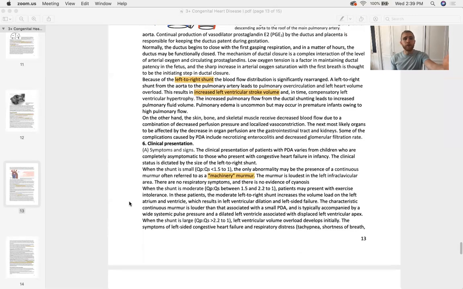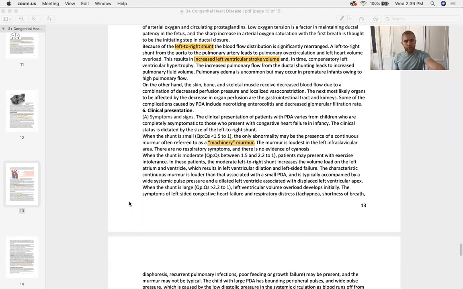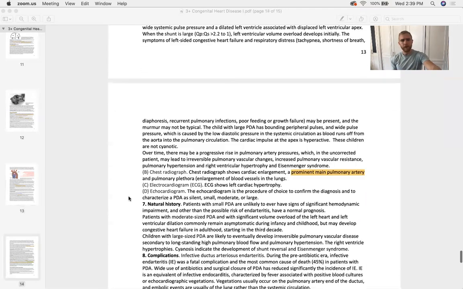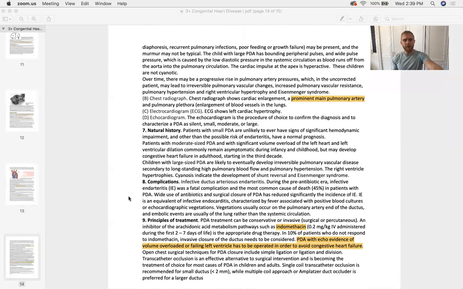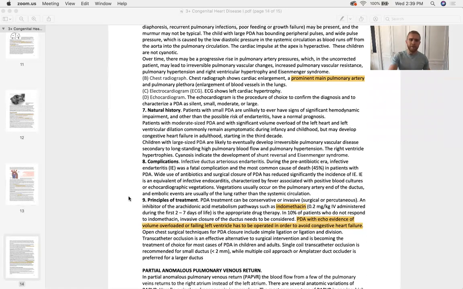A PDA presents with a machinery murmur. What's that mean? It means it's always there. Through all of systole and all of diastole, the heart's just talking away. It's a loud murmur. You're going to hear it in the left infraclavicular area. You're also going to hear it in the back between the shoulder blades because that's where the aortic arch goes. It goes backwards a little bit. And on a radiograph with a patent ductus, you see a prominent main pulmonary artery.